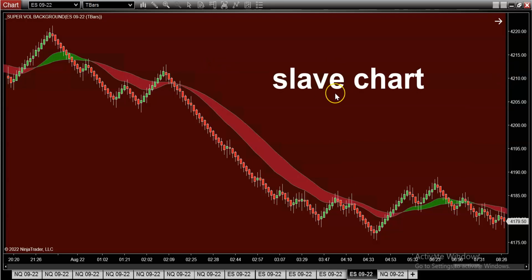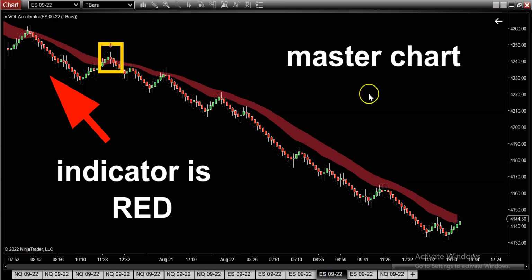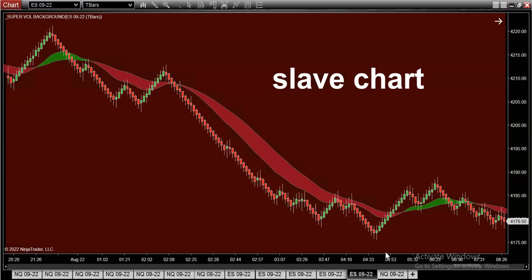Now it's going to calculate for a little bit, and kablam, we've successfully loaded up the Super Vol Background indicator to our slave chart. And the first thing you're going to notice, folks, is the background is colored red. Why? Because the slave chart is automatically detecting that the master chart is red. Make sense? And so if we jump back to the slave chart, and we know that the higher time frame chart has a short bias, we are sellers today, then guess what?